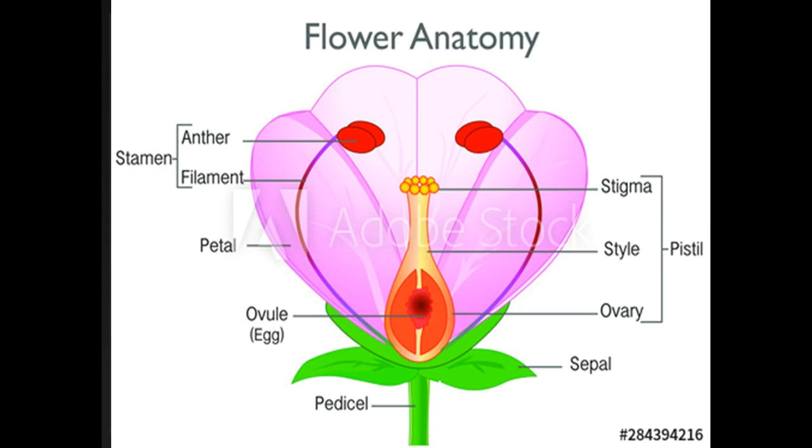This is the full anatomy of the flower. In this picture you can see all the structures, like from the pedicel, then the green colored leaves called the sepals, and then ovary, ovule, eggs, and then style, then stigma and anther, filament, which collectively are called the stamen. Petals are there. This is the full anatomy of a flower.